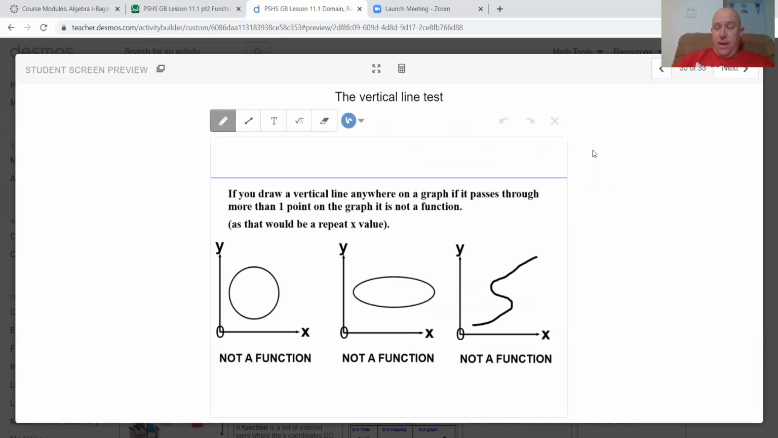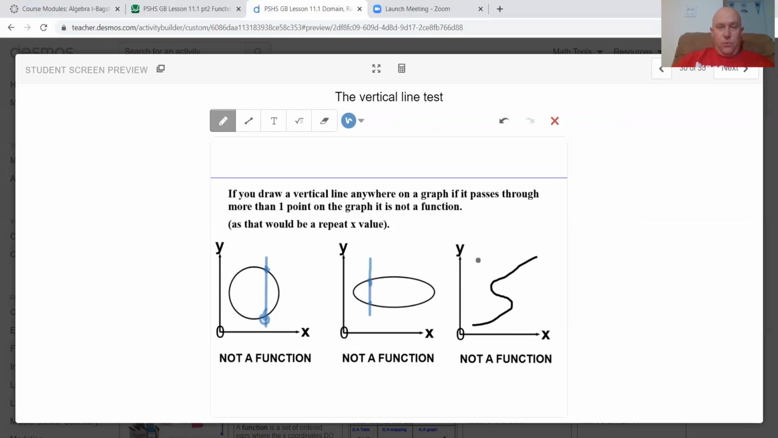Now, when we have a graph and we want to tell, what we use is something called the vertical line test. If you can draw a vertical line anywhere on the graph, if it goes through more than one point, then this is not a function. So you can see for this one here, if I draw a line here, there's two places, and that's why this is not a function. And you could do the same on the ellipse here, so not a function.